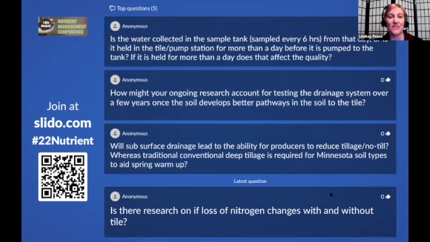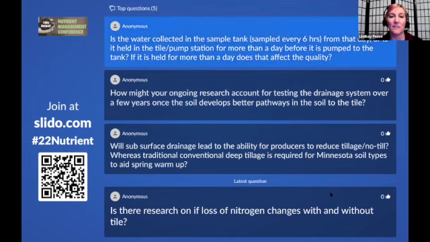And the next question is: is the water collected in the sample tank sampled every 6 hours from that day, or is it held in the tile pump station for more than a day before it's pumped to the tank?